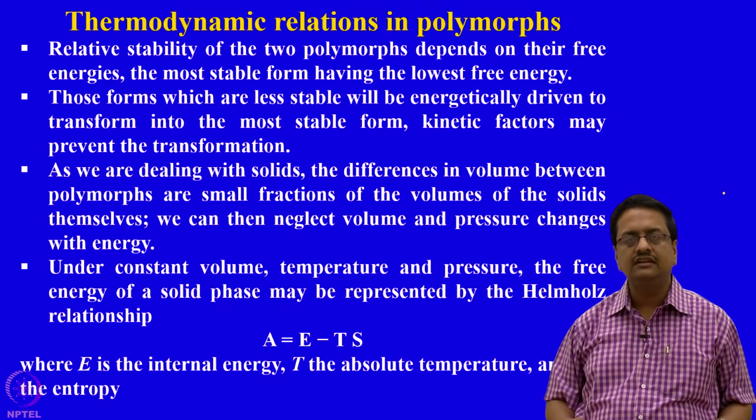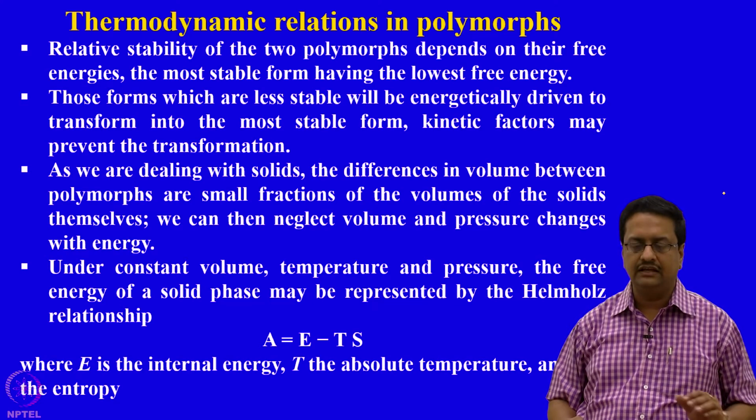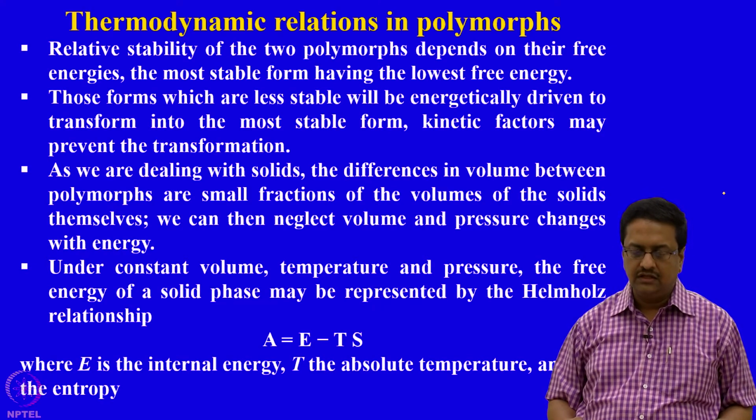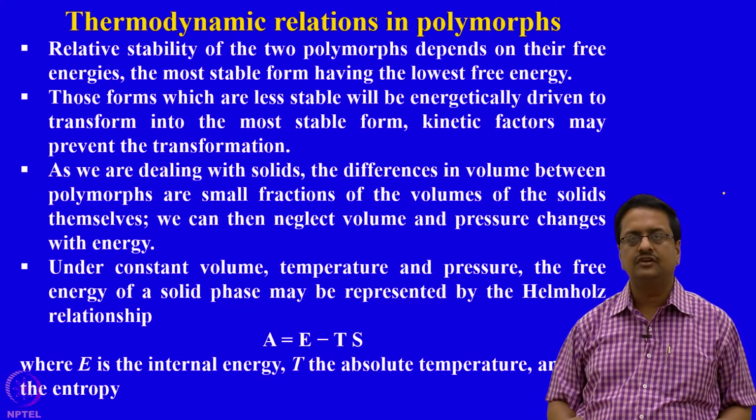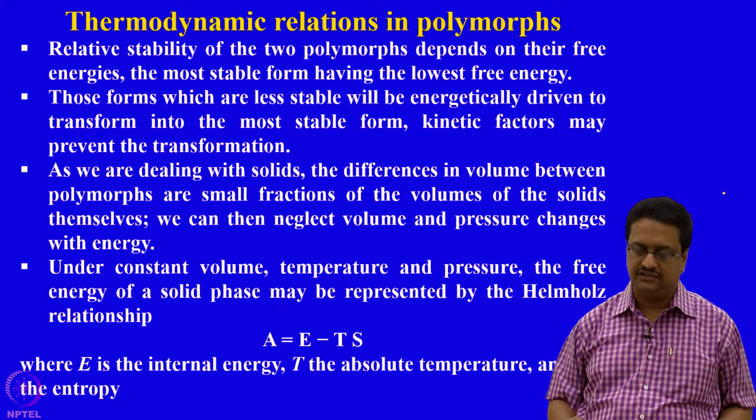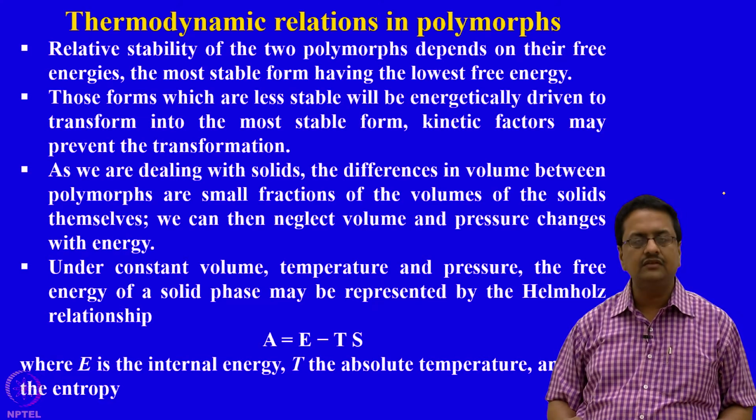So, the relative stability of the two polymorphs depends on their energies, and always the most stable form is the one which has the lowest energy. Those forms which are less stable will be energetically driven to transform into the most stable form. However, kinetic factors may prevent such transformation. As we are dealing with solids, the differences in volume between polymorphs are small fractions of the volumes of the solids themselves. So, we can neglect the volume and pressure changes with energy.